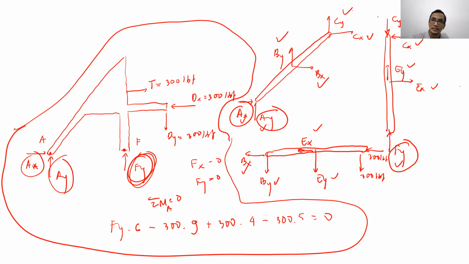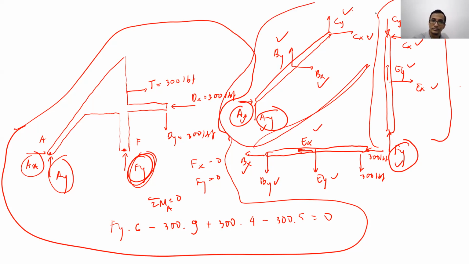And remember here, we have three free body diagrams. We have three equilibrium equations for each: sigma Fx, sigma Fy, and sigma moment. So in total, we have nine equations. Maybe some of you will question me, sir, how come we have nine equations and we only have six unknowns? Okay, remember, we already used the whole free body diagram to solve for the reaction forces.